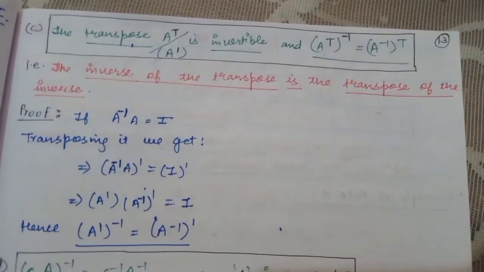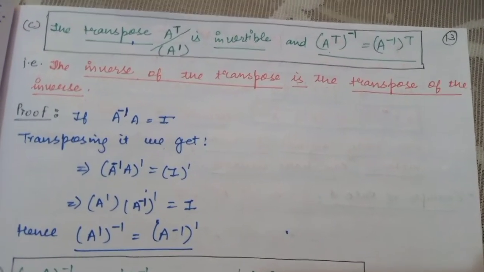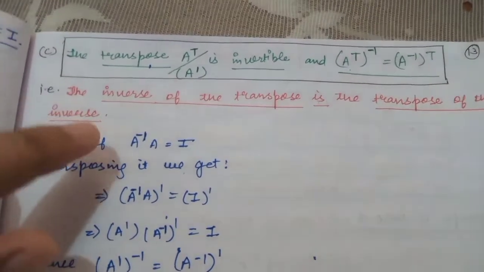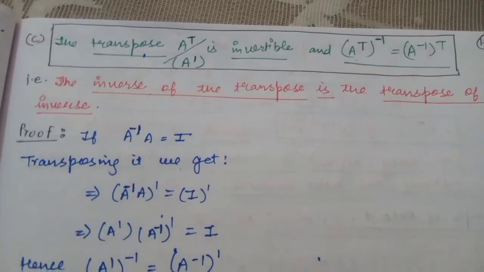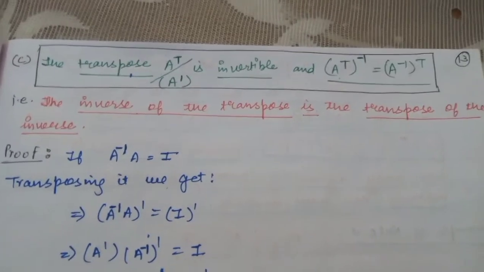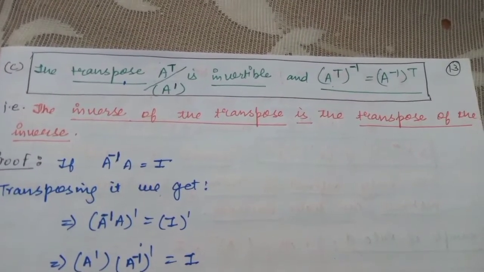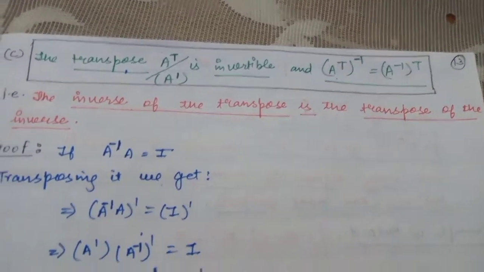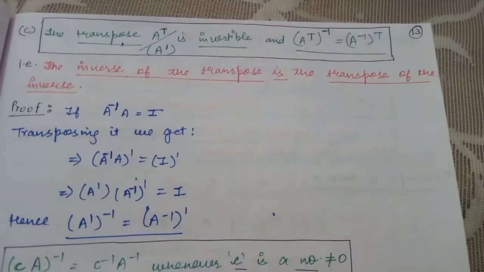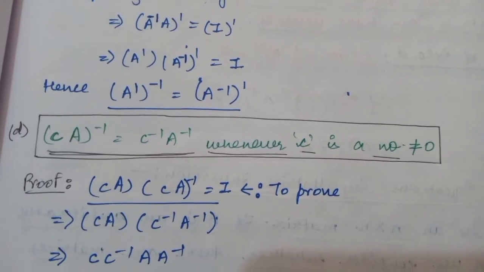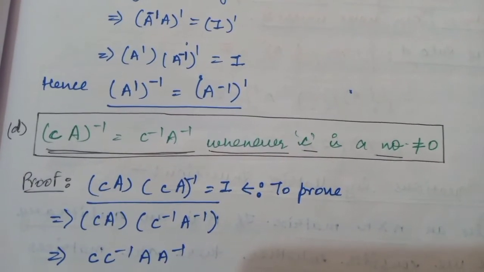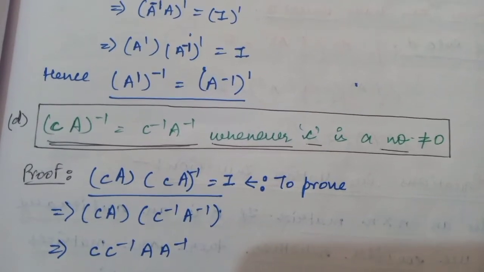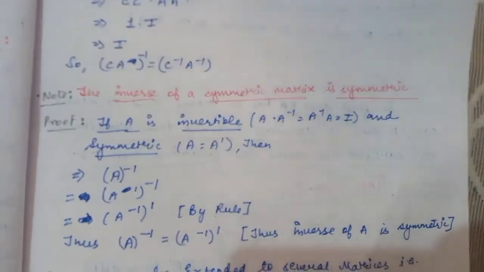The third property states that the transpose of A, which we can denote in two ways, that is A raised to power T or A dash, is invertible, and the inverse of the transpose is equal to the transpose of the inverse. This is a very important property which says that the inverse of the transpose is the transpose of the inverse. Suppose we have a number C that is not equal to 0, then the inverse of CA is equal to C inverse into A inverse. Here A is a matrix and C is a number that is not equal to 0. The inverse of a symmetric matrix is also symmetric.